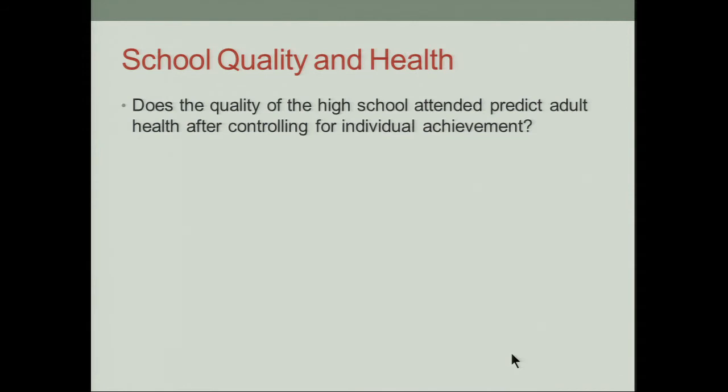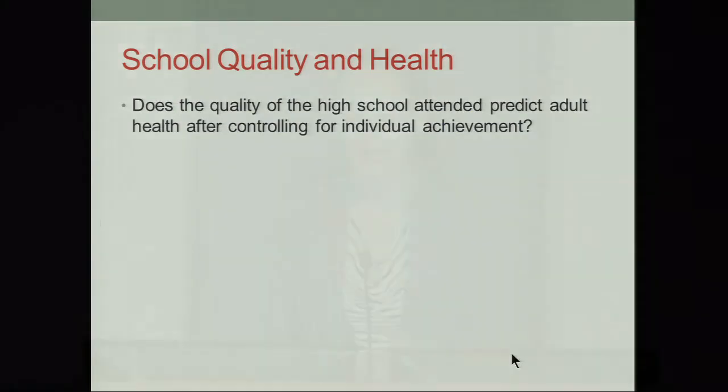So one aspect of education that could potentially be leveraged through policy, for example, is school quality. And so far, I've talked to you about this idea that the quantity of education someone has might impact their health. But surprisingly little is known about how the quality of that education might impact health. So a group of us here tried to tease this out by testing whether the quality of the high school that folks attended could predict their adult health after controlling for a whole host of other factors.